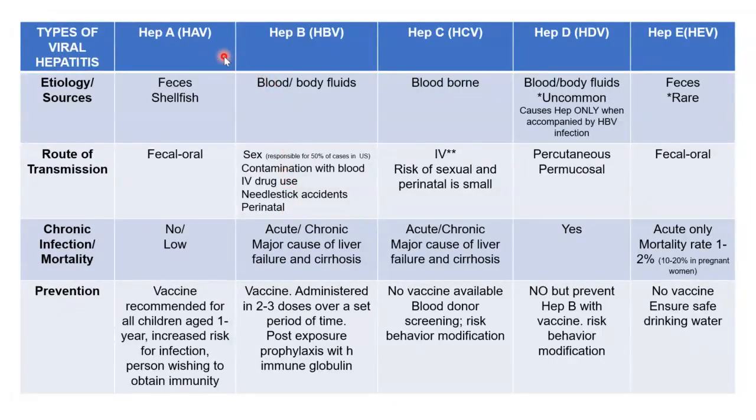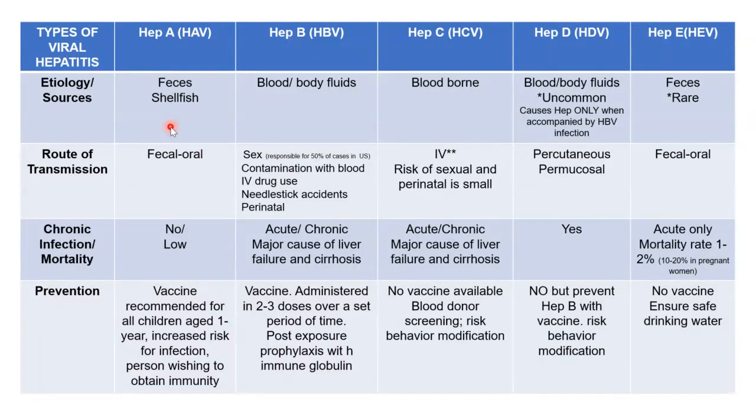So let's start with hepatitis A. Etiology and sources: feces. That's important to know because you can see here A, B, C, D, and E. Hepatitis A is not blood or body fluids. Okay, it's feces. A and E are feces. It is spread by the fecal-oral route. Generally that includes contaminated food, contaminated water, contaminated shellfish.